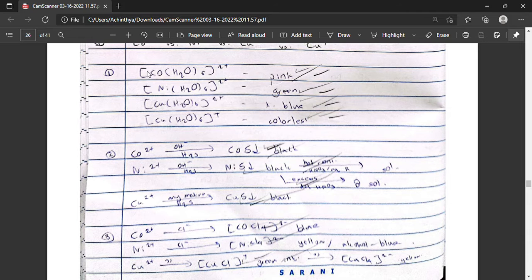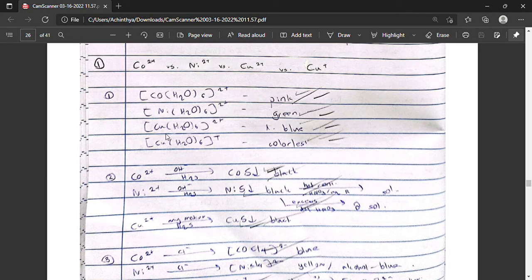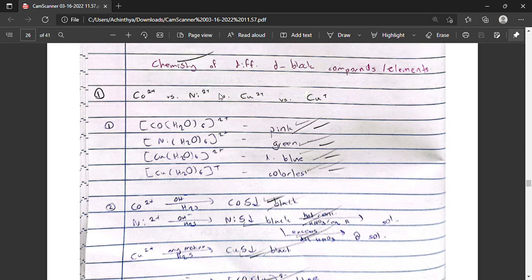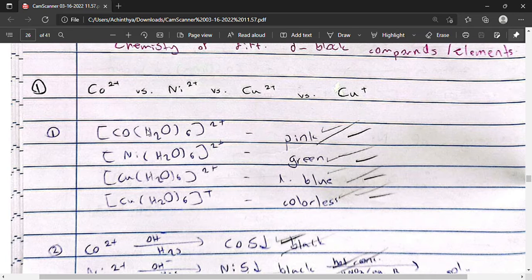When we say a d-block metal exists in water as a solution, it exists as an aqua complex. The cobalt ion solution is pink in color, nickel is green, copper 2+ is light blue in color, while copper + is colorless.